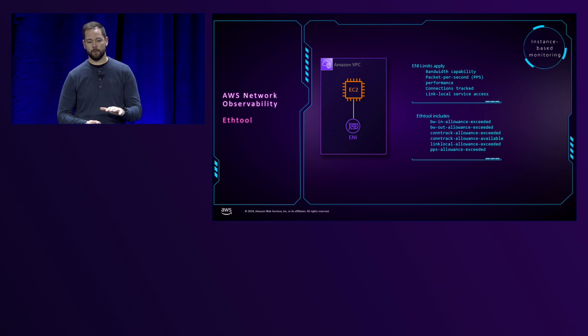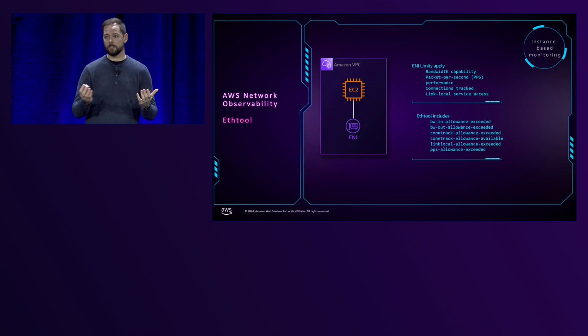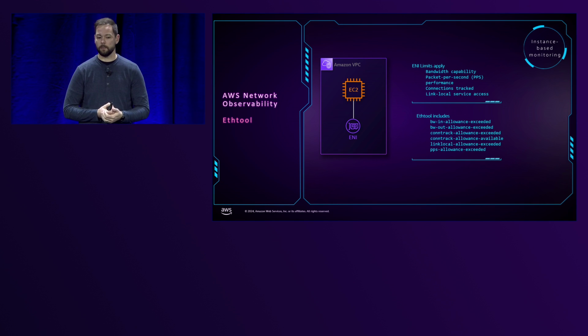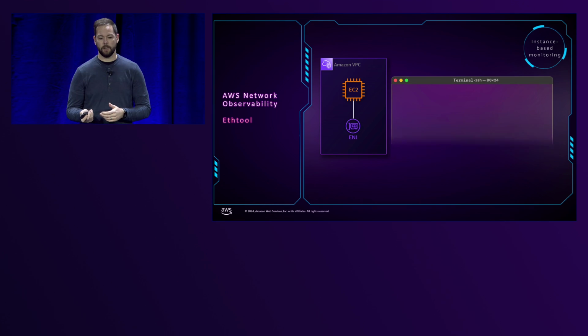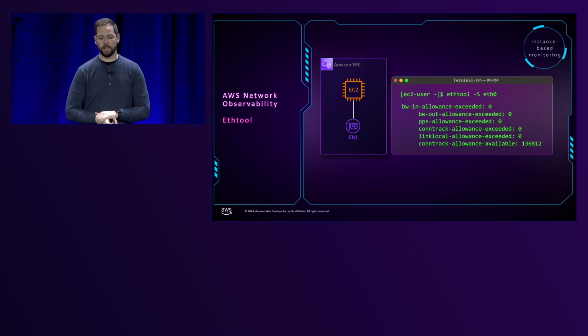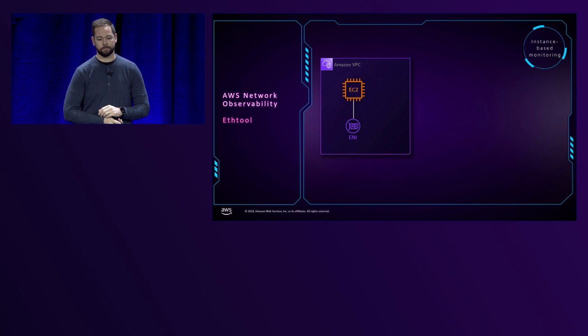And so what you're seeing here is there are limits or resources that apply to an EC2 instance, for example, PPS or packets per second throughput limits. Ethtool basically gives you the ability to say, hey, show me whether I'm breaching the PPS limits on this instance. And so I've got a quick console output here for ethtool. You'll notice here I've got a whole bunch of contract allowance available. I'm not using any of my PPS. I didn't spin up anything on this instance. I just said, hey, just show me what the output is for ethtool. But this is what you can expect.